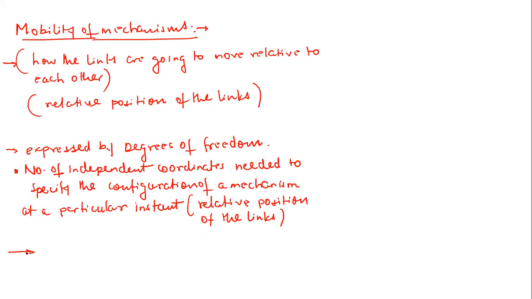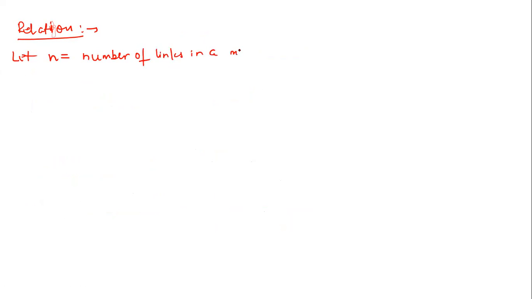So now the degree of freedom. After the definition, let us derive the relation. Let us go to another page. Now we are interested to find out the relation, so let me define a few things. Let n be equal to the number of links in a mechanism.